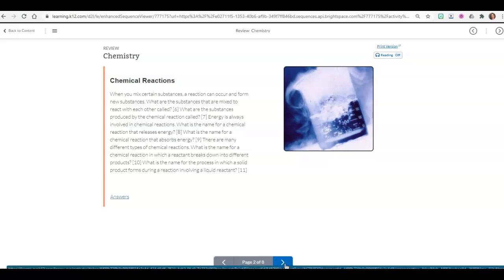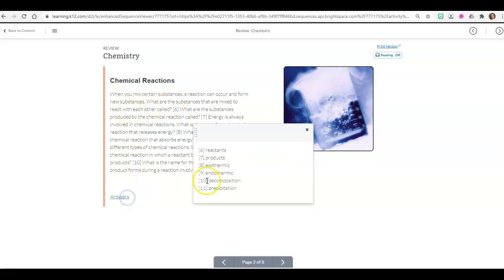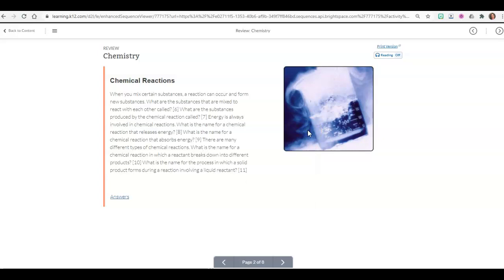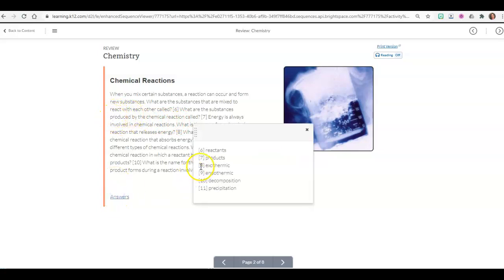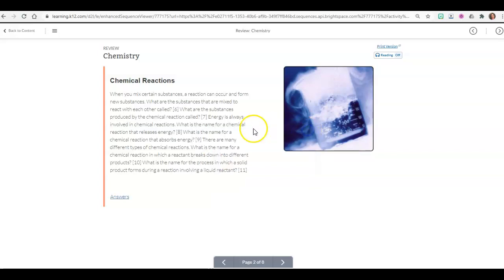Next, talking about chemical reactions. When you mix certain substances, a reaction can occur and form a new substance. What are the substances that are mixed to react with each other called? So again, you need this definition. Substances mixed together to react. Those are called reactants. Remember, those are on the left side of the equation. And what are substances produced by the chemical reaction called? We know produced is the key word here. Those are called products. So have that as well.